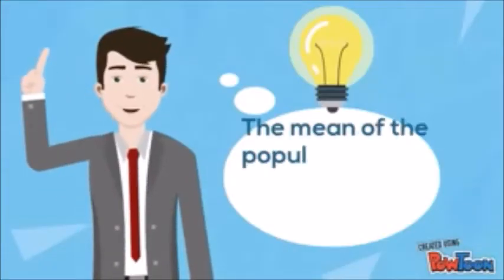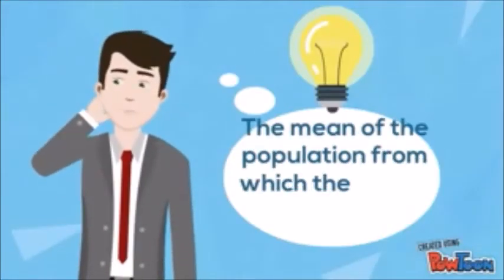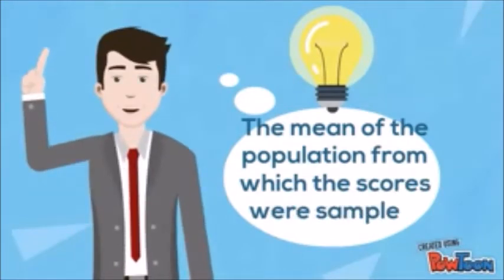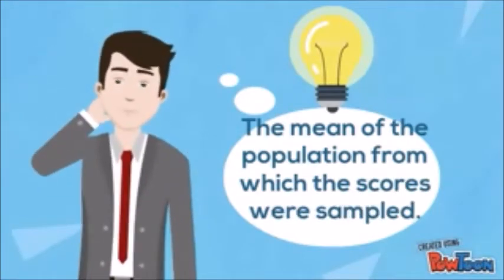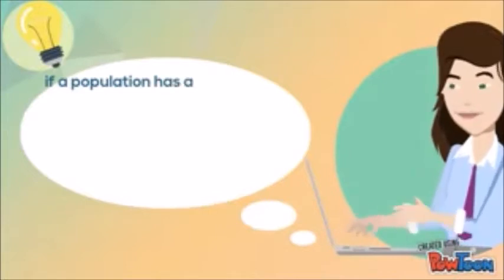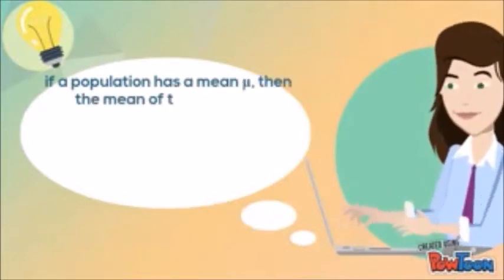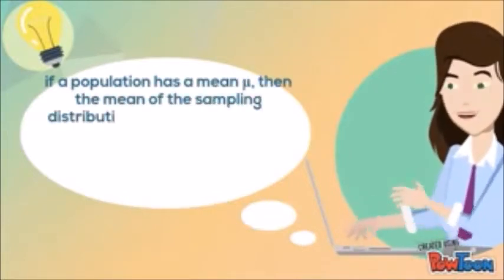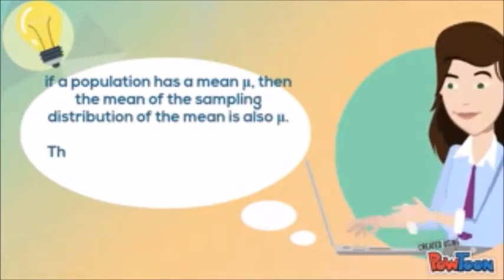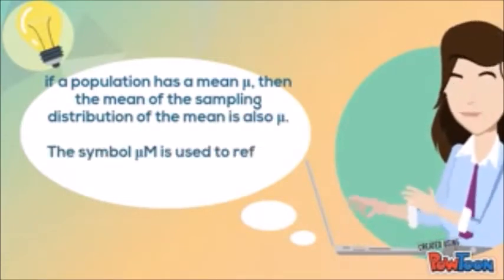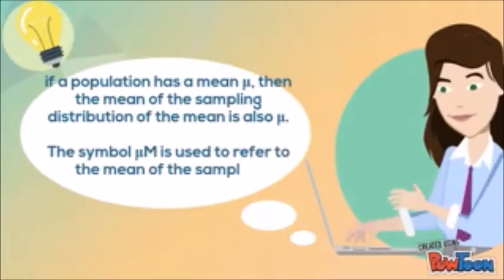The mean of the sampling distribution of the mean is the mean of the population from which the scores were sampled. If a population has a mean mu, then the mean of the sampling distribution of the mean is also mu. The symbol mu(n) is used to refer to the mean of the sampling distribution of the mean.